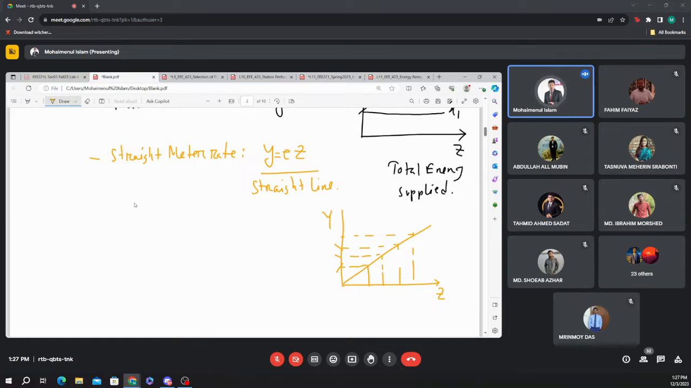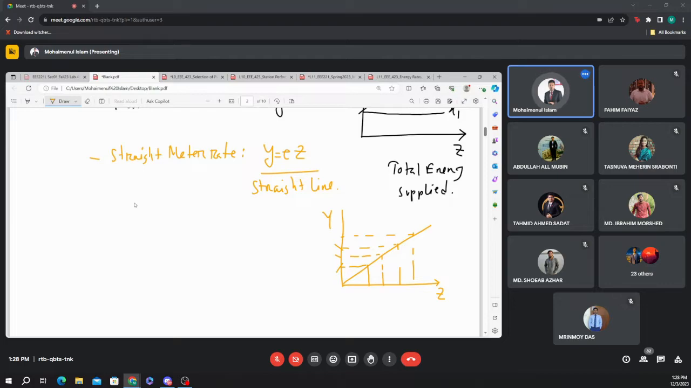This is our straight meter rate. You understand? You're consuming more energy and getting a higher price. You need to pay more, right? That is our straight meter rate. But the straight meter rate has some issues and some problems.